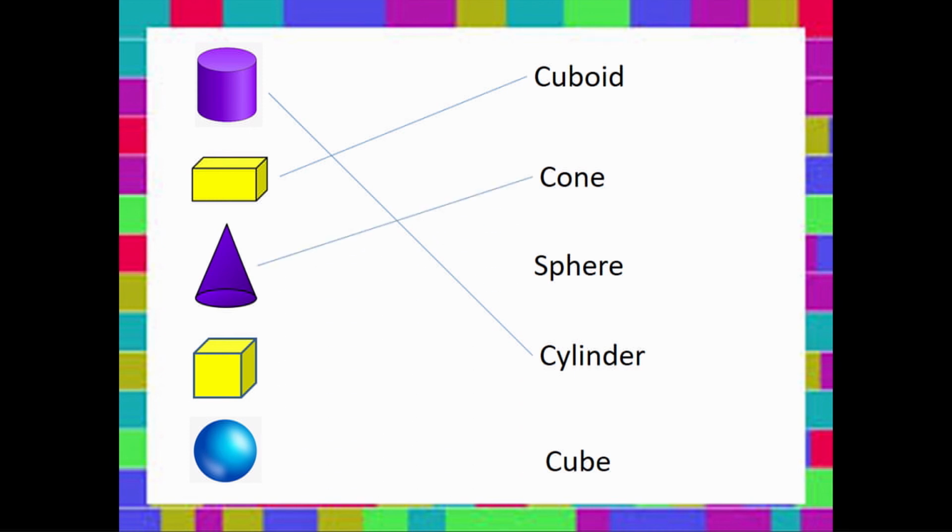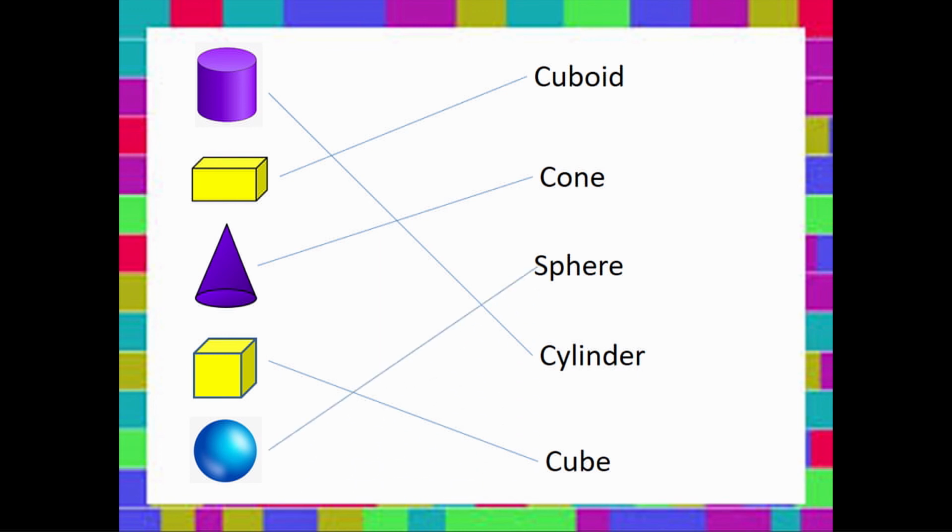Let's look at our next shape. What does it remind you of? It's square, the faces are flat. That's right, it's a cube. And our final shape is round, like planet Earth. It's a sphere. Excellent job, guys.